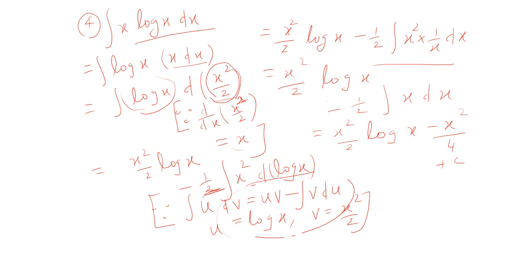1 x gets cancelled over here. Therefore, x square by 2 log x minus x square by 4 plus c. Already 1 by 2 is there in the denominator. Therefore, it becomes x square by 2 log x minus x square by 4 plus c. That is the final answer. It is not at all difficult for you to follow.